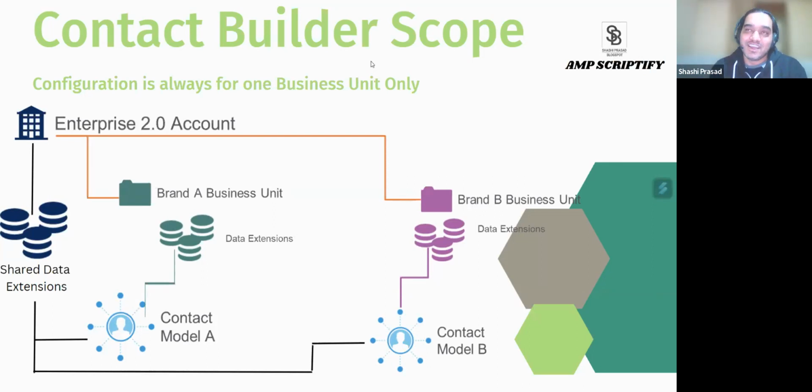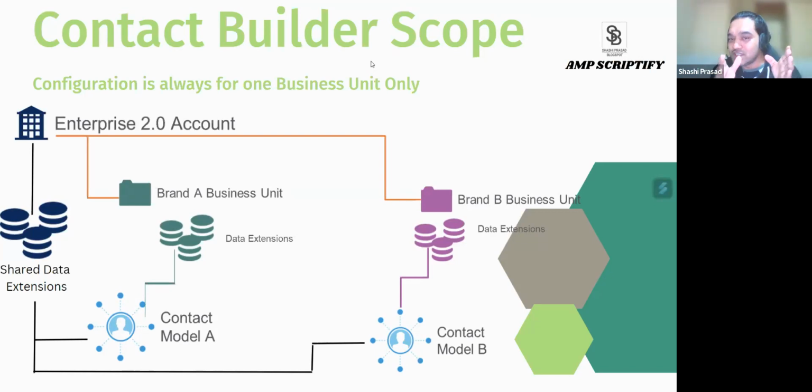Initially, during the ExactTarget days, it was catering only to email. Once it got integrated with Salesforce, they started with SMS. Now we have WhatsApp as well. We have LINE messaging and all the others. So this is how you configure a business unit.